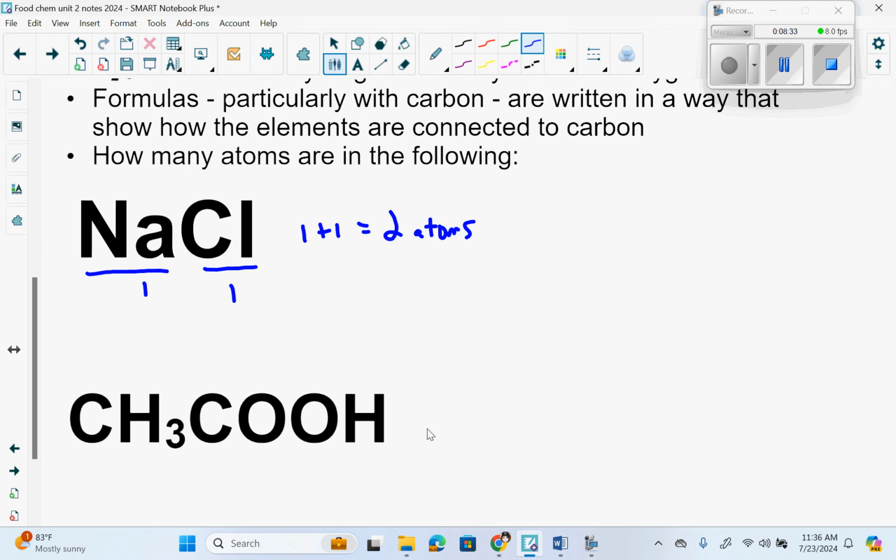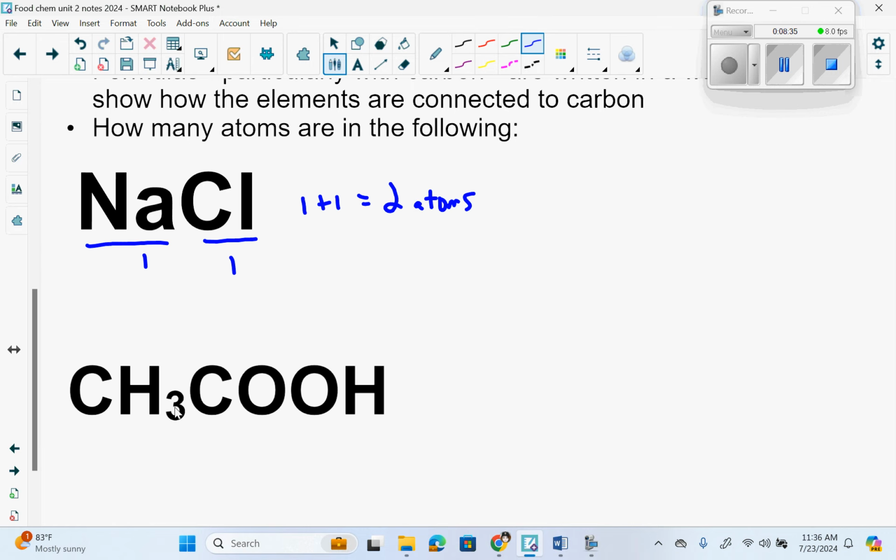Okay, now how about a little bit bigger formula here? This is actually acetic acid or vinegar. So let's just count, right? C has no number, so there's 1. H has 3. Another C, there's 1, 1 O, 1 O, 1 H. So you have 1 plus 3 is 4, and then 1, 2, 3, 4, plus another 4 makes 8 atoms in acetic acid.